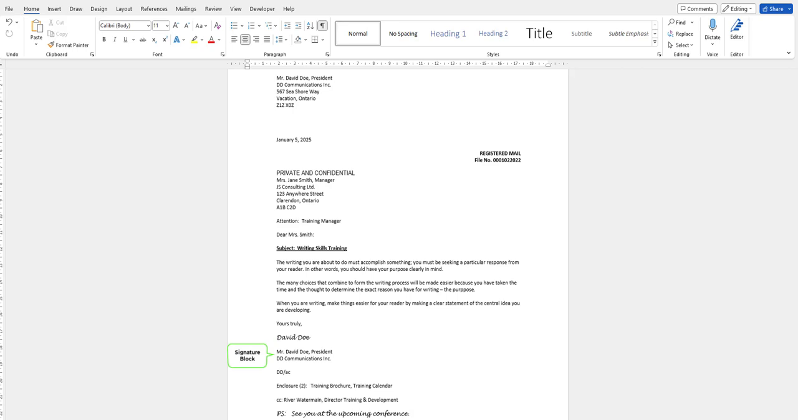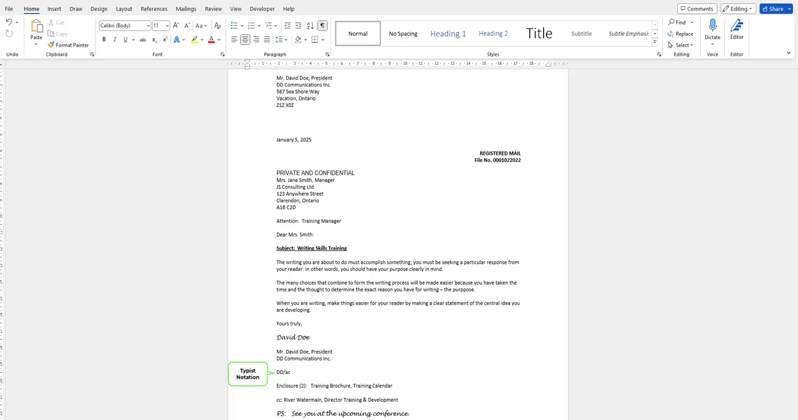The next part is the signature block. This is a part of the author's sign-off. It includes the author's title, full name, job title, and company name. The company name is not necessary when using electronic or pre-printed letterhead. The signature block goes below the signature space.